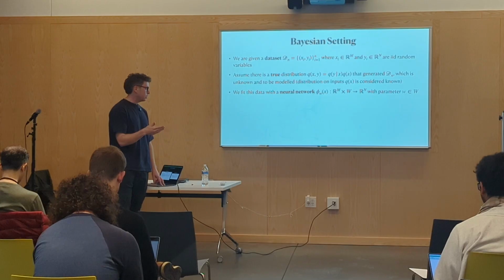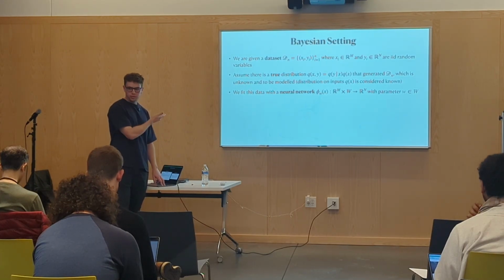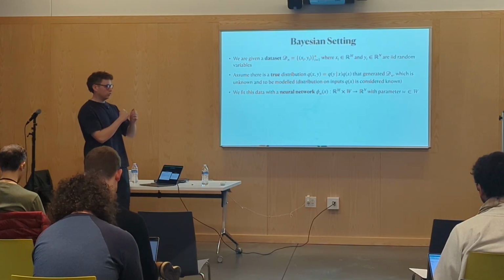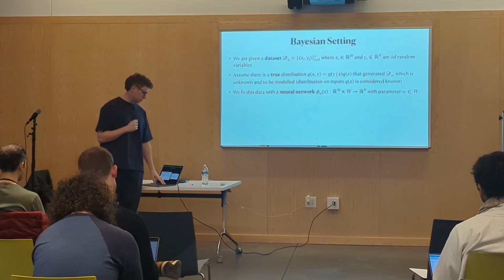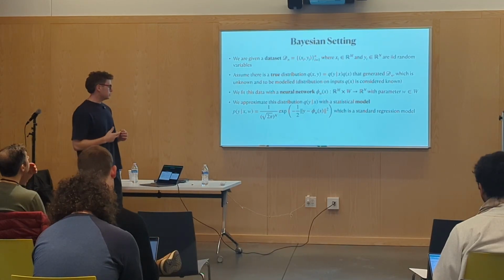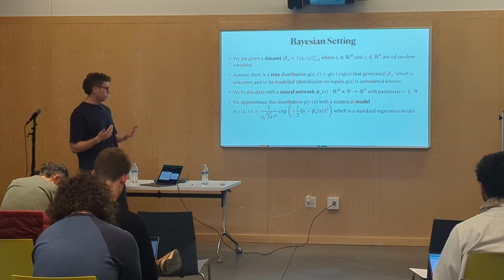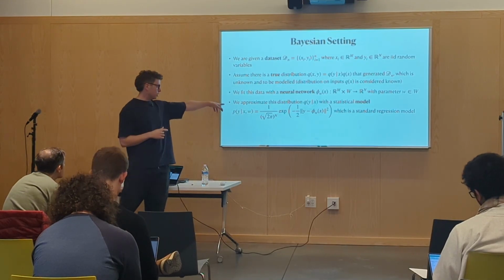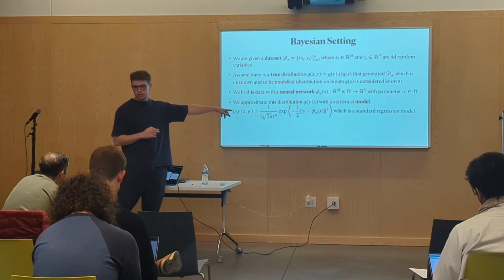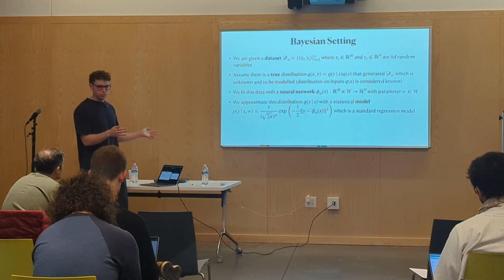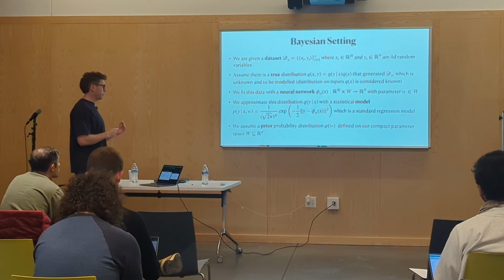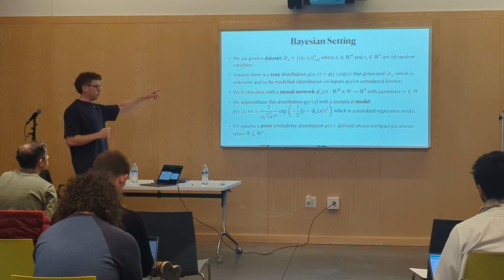And we're going to fit to this data with a neural network, which I'm going to denote phi sub w, where w is our network parameter. And we can think of these as functions from parameter space and input space to output. And then we're going to approximate this distribution with a statistical model called P. And this is just a standard regression model where we take the mean squared loss of the output data from our neural network, and then we generate a probability distribution. And so we want to try to fit this model P to the truth Q that generated the data set.